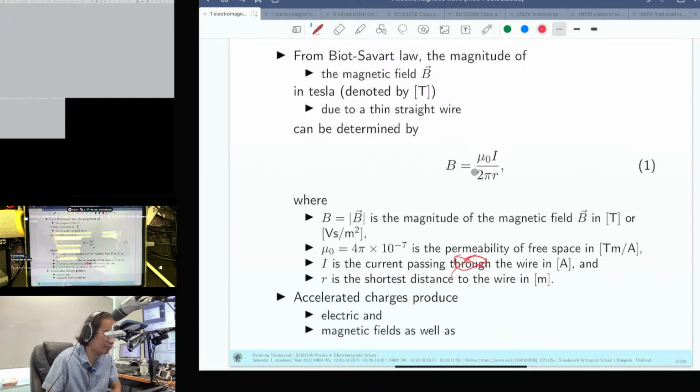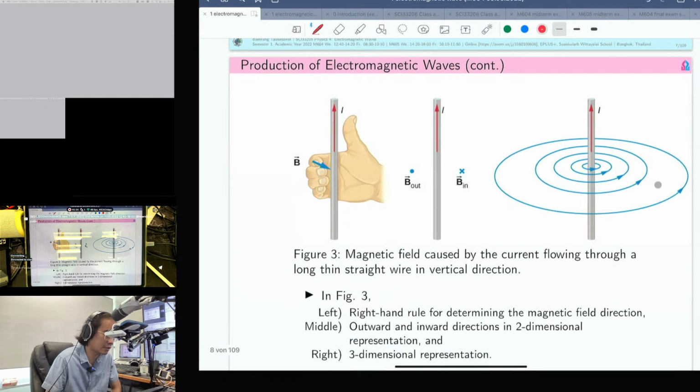R is the shortest distance. The distance should be measured in a straight way like this. If you are here, it doesn't mean that you measure the distance like this. It's too long. The shortest distance means it should be a straight line. Measure directly from the center of the copper wire to the location where you are standing. It's not any arbitrary curve like this. This one will be very long. R means the straight line here.